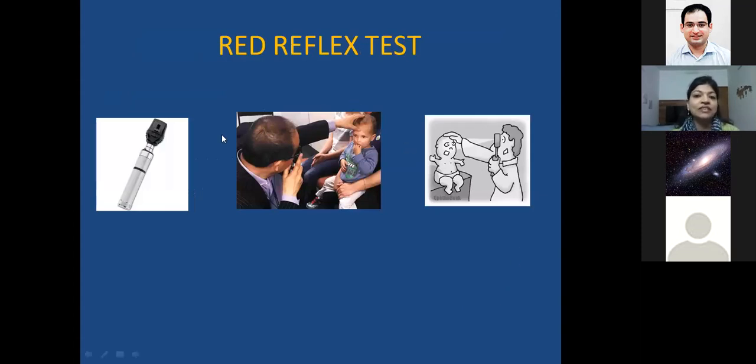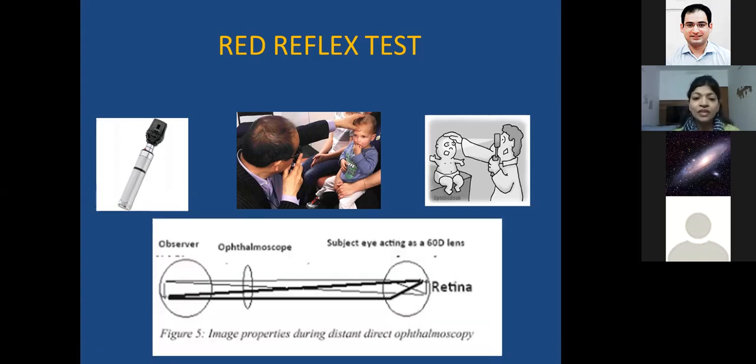So basically the red reflex test is, this is a direct ophthalmoscope that we use. Now with the baby sitting in the mother's lap, a light is shined into the baby's eye at an arm's distance, and we see a reflex that is produced from the baby's eye. The light from the ophthalmoscope passes through the cornea, the lens, and it falls on the retina, and the light that is reflected back from the retina is reflected through an aperture in the ophthalmoscope, and that is what the ophthalmologist is going to look at.